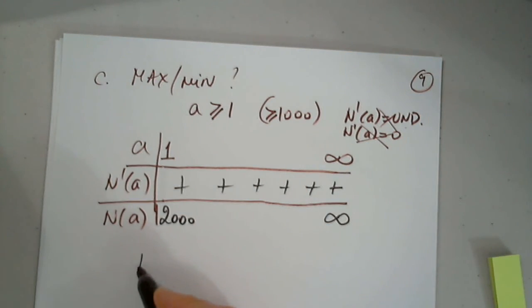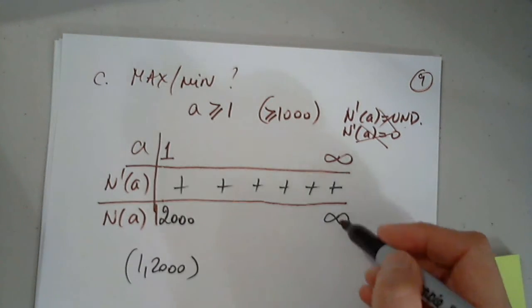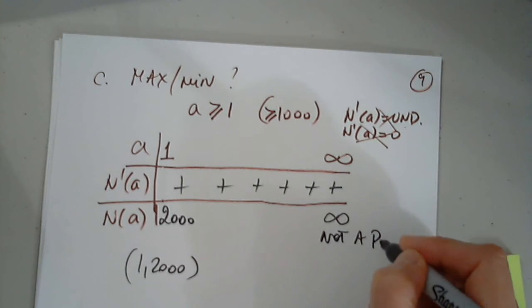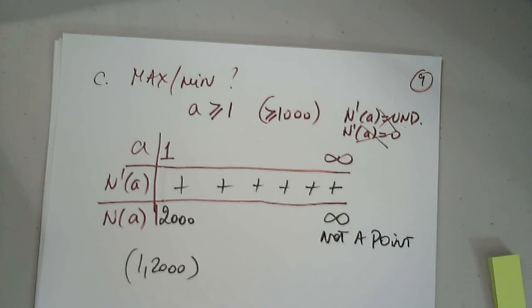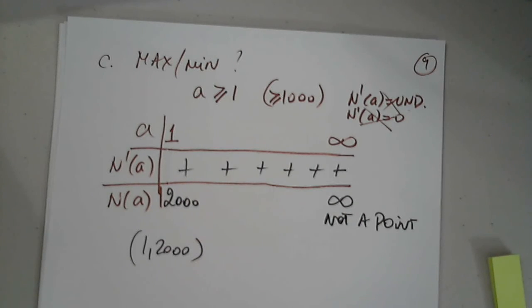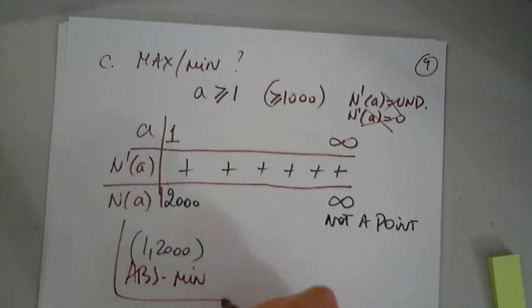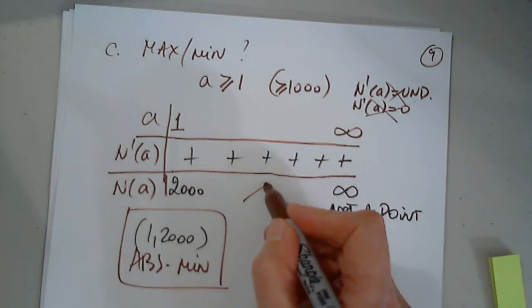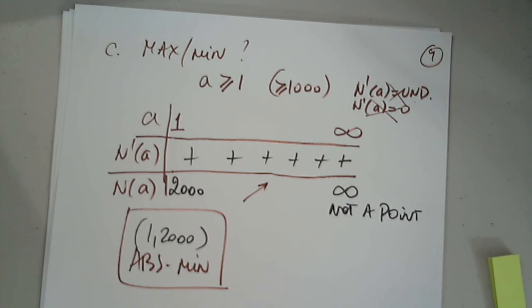What kind of point is 1 comma 2,000? This is not a point. Infinities are not points. They are symbols. So then what is our conclusion about 1 comma 2,000? It's a minimum. Very good. This is the absolute minimum. And the function is increasing all the time. Absolutely. Perfect. Is this a relative or a local minimum?